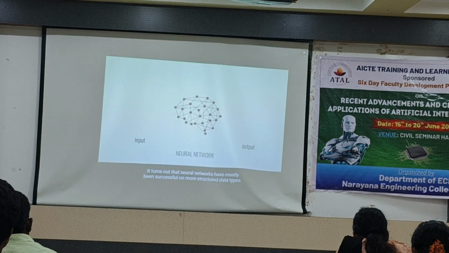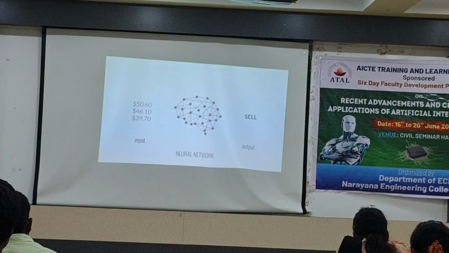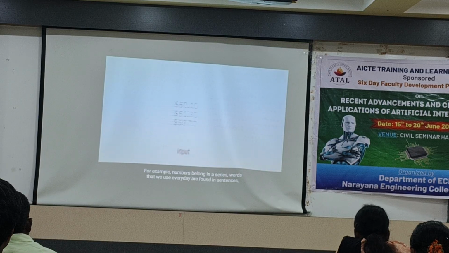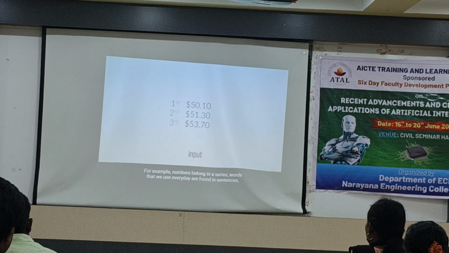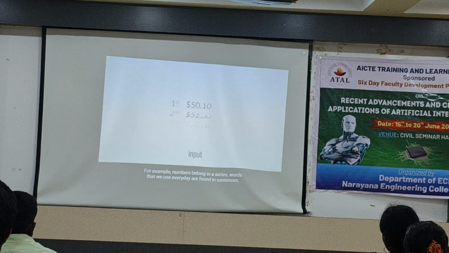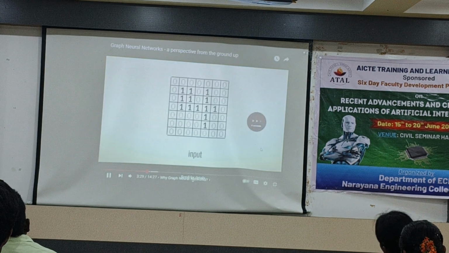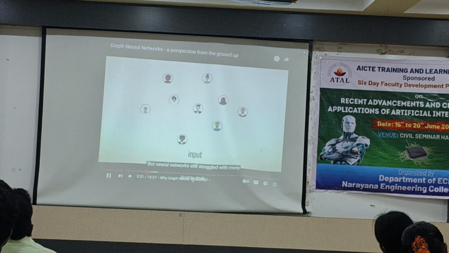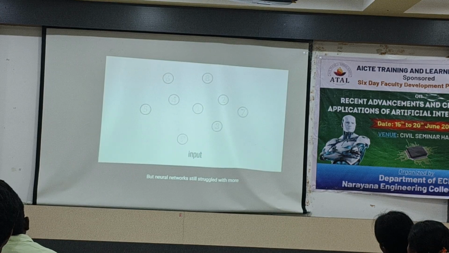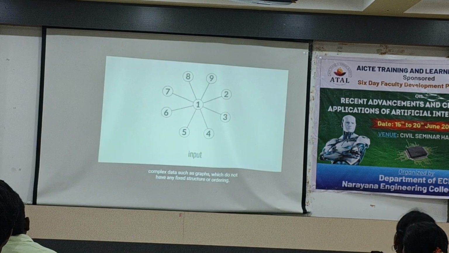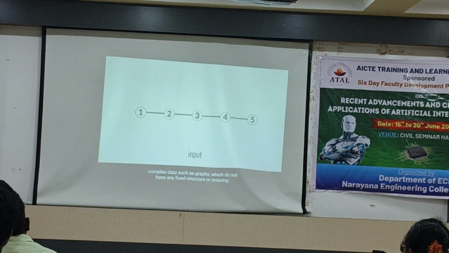Well, it turns out that neural networks have mostly been successful on more structured data types. For example, numbers belong in a series, words that we use every day are found in sentences, but neural networks still struggle with more complex data such as graphs, which do not have any fixed structure or ordering.